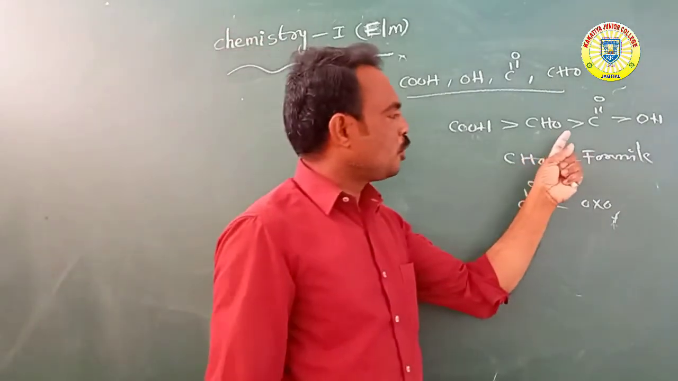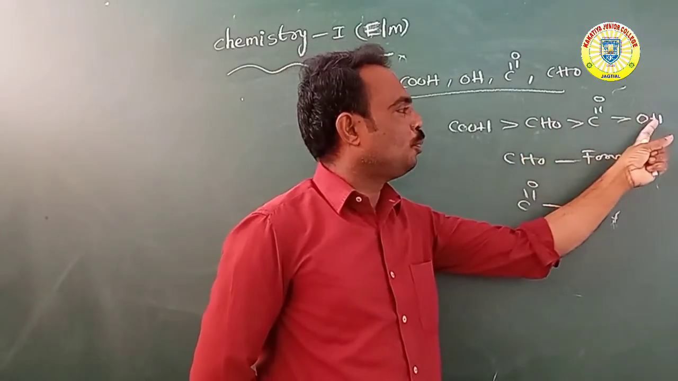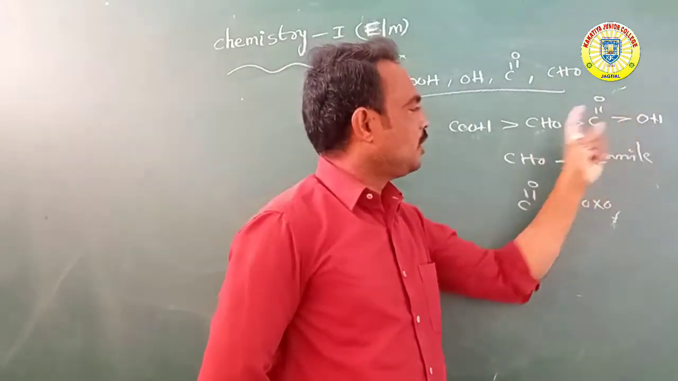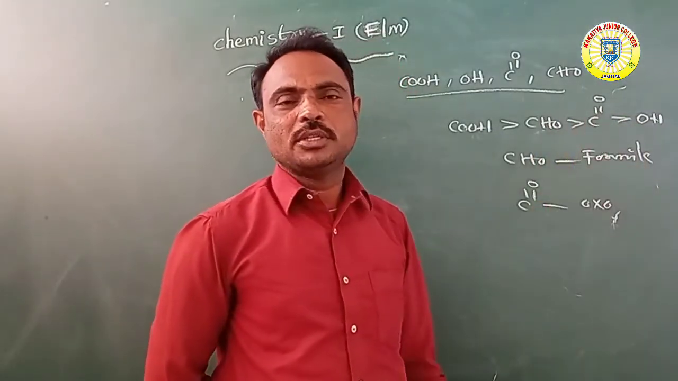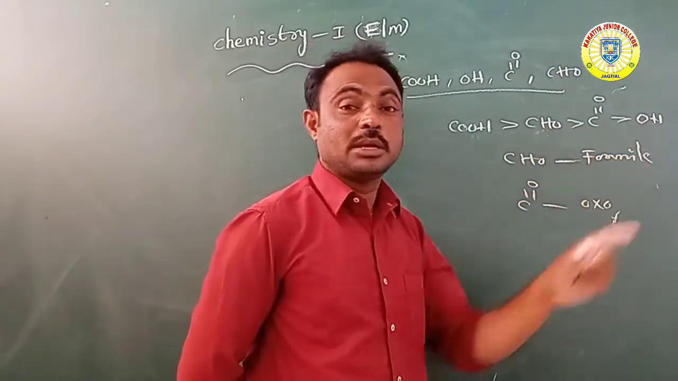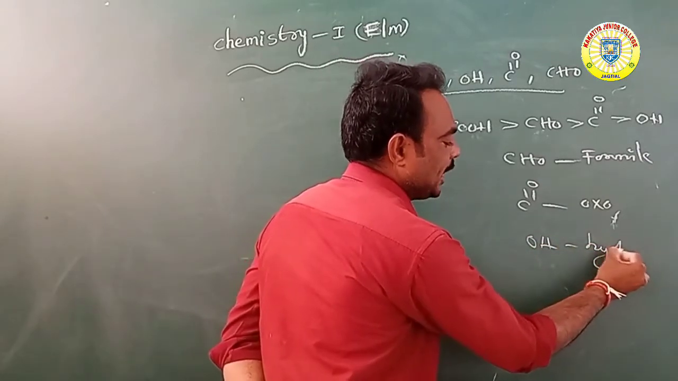Or suppose one carbon compound is attached with a CHO group and an OH alcohol functional group. Between these two functional groups, CHO is the main functional group and OH is the substituent. So that time we write OH as hydroxy.